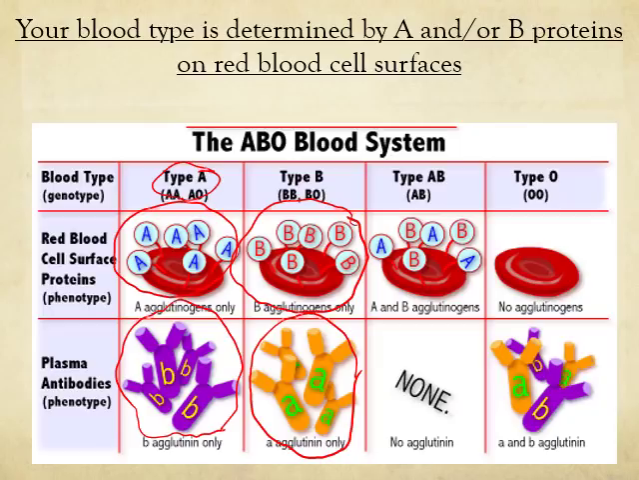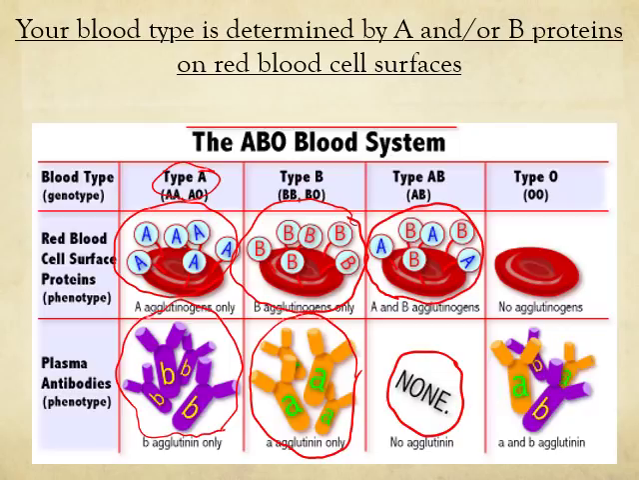Continuing with that, AB blood type has both the A and B proteins. As you can see here, it has no antibodies in it, meaning that AB is known as the universal acceptor. So the universal acceptor means that it can take any type of blood. If you're type AB, you can accept donations from A-type, B-type, AB-type, or O-type.